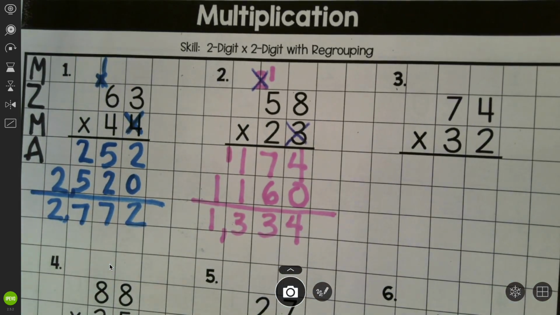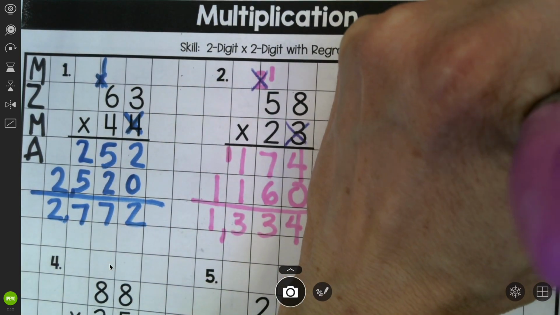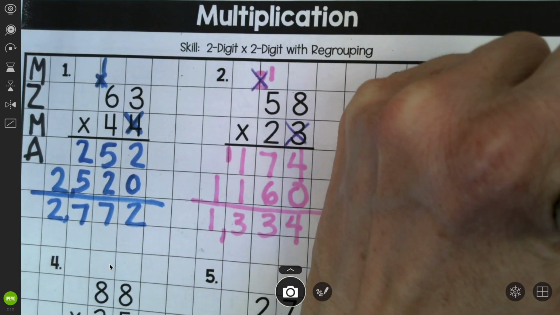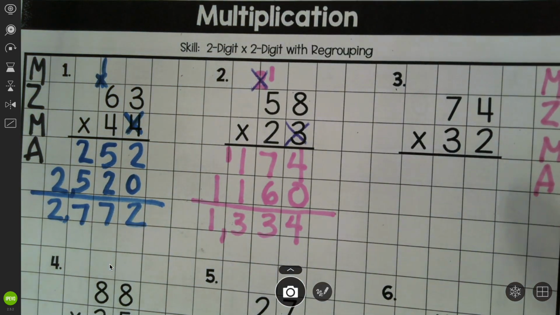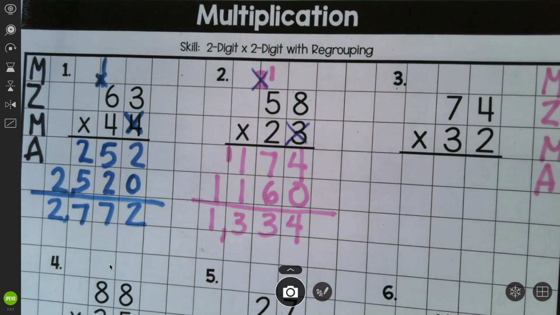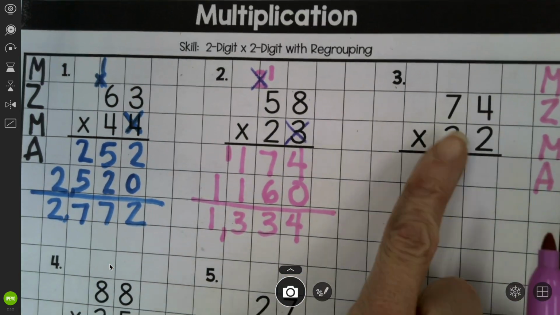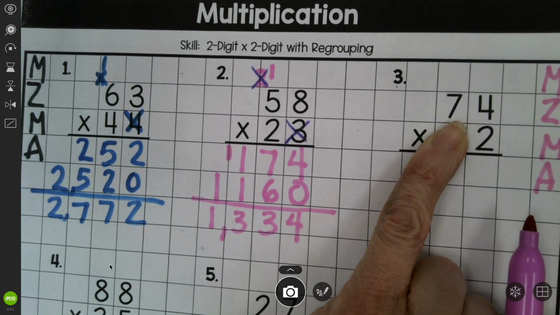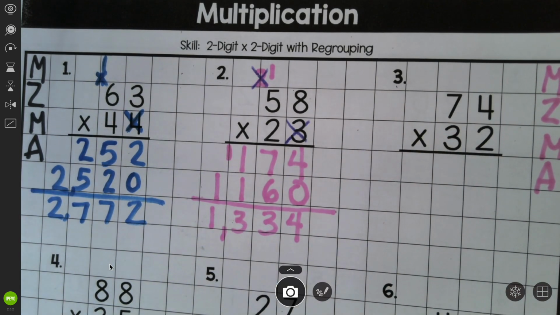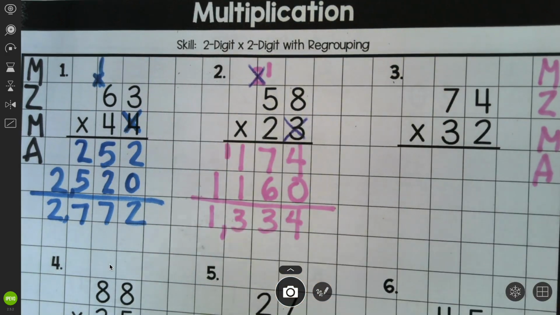So here we go. I'm going to write my many animals here, so I remember my steps. So step 1, multiply, and remember, cover that 10. We know how to do this. So we're starting off strong. 2 times 4. 2, 4, 6, 8.